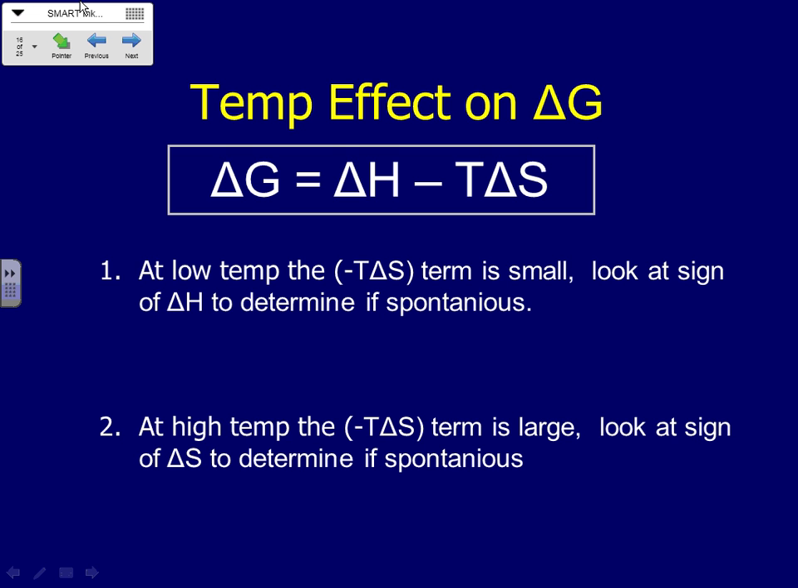So at low temperatures, negative T delta S is small. Look at the sign of the delta H to determine if it's spontaneous. So then we'll ignore the entropy and we'll look at the enthalpy to determine whether it's spontaneous. If T is a big number, we go to high temperatures, then a big number times whatever number that is will make it a big number. It will dominate over the delta H. It'll become so big, the delta H effect will be minute. We don't have to worry about it. So if I'm at high temperatures, the T delta S term is large. Look at the sign of the delta S to determine if it's going to be spontaneous. So delta G changes with temperature because it's linked into that entropy effect.